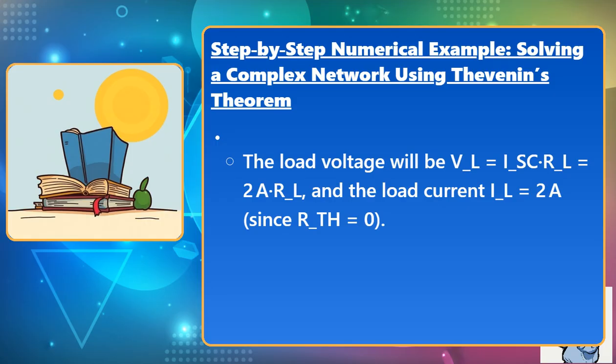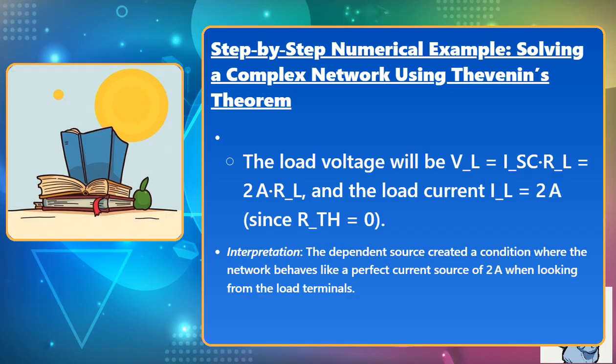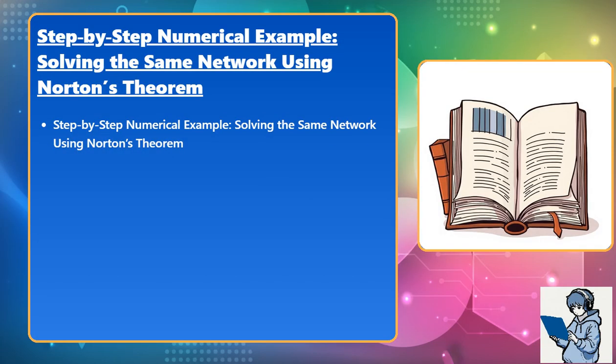And the load current I sub L equals 2 amperes since R sub TH equals 0. Interpretation: the dependent source created a condition where the network behaves like a perfect current source of 2 amperes when looking from the load terminals. Step-by-step numerical example: solving the same network using Norton's theorem.